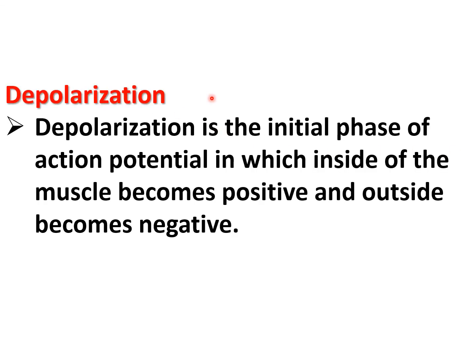Then what is depolarization? Depolarization is the initial phase of the action potential in which the inside of the muscle becomes positive and outside becomes negative. That is the depolarized state, meaning the resting membrane potential is abolished. In the resting membrane potential, the inside of the membrane is negative and the outside is positive. But when we give the stimulus, depolarization occurs, meaning the reverse of the resting membrane potential. So inside becomes positive and outside becomes negative.